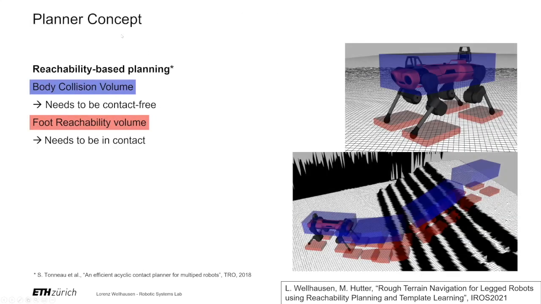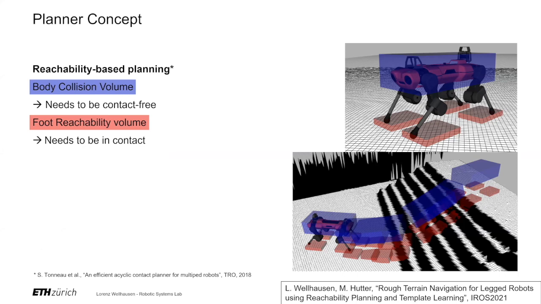What we came up with, or what we use now, is a reachability-based abstraction of the robot. So you abstract the robot with two kinds of different volumes. You have a body collision volume, which encapsulates the main torso of the robot. And just like most navigation algorithms, you try to make this volume always collision-free. So you want to avoid touching anything with your torso because you don't want to hit stuff.